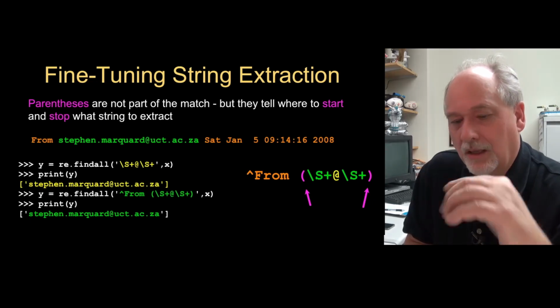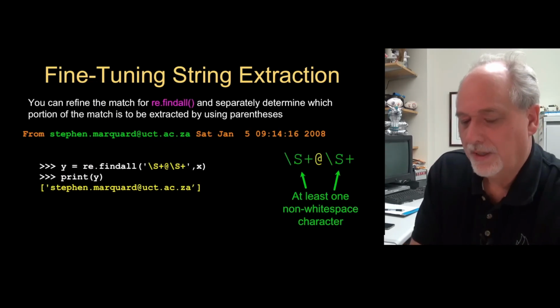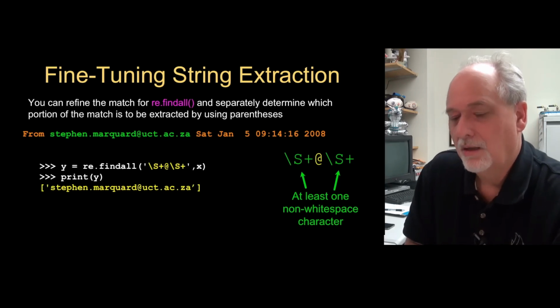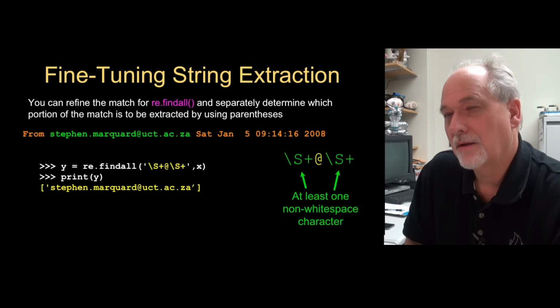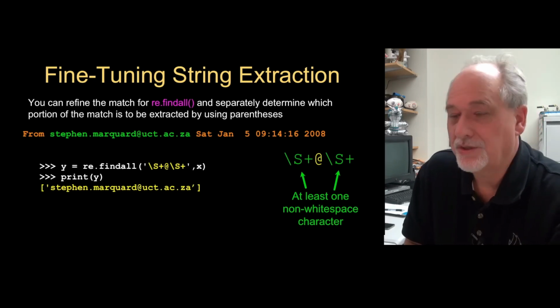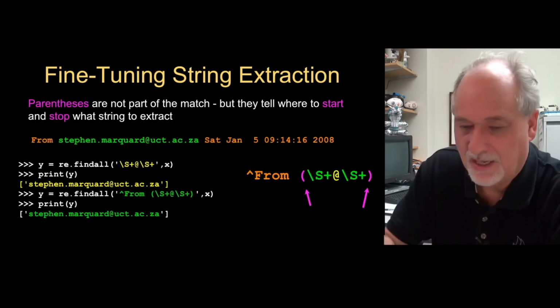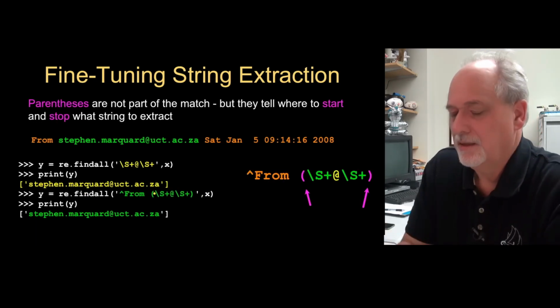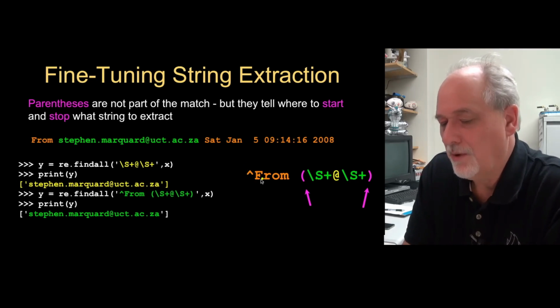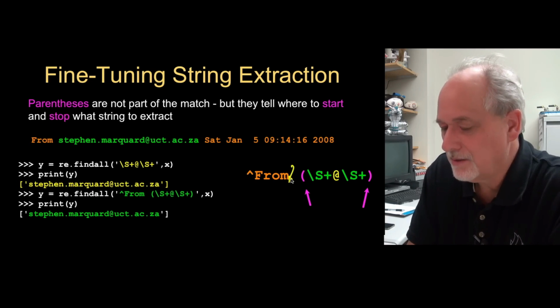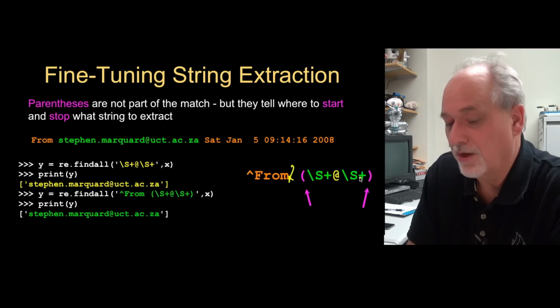Now, if we get this whole thing, but what if that's not exactly what we wanted? We can give it a matching string that's different than the extracting string by adding parentheses. And so here's another example where we basically say, this is our string. We want to match from at the beginning, followed by a space, followed by, ignore the parentheses for the minute, 1 or more non-blank characters, followed by an @ sign, followed by 1 or more non-blank characters.